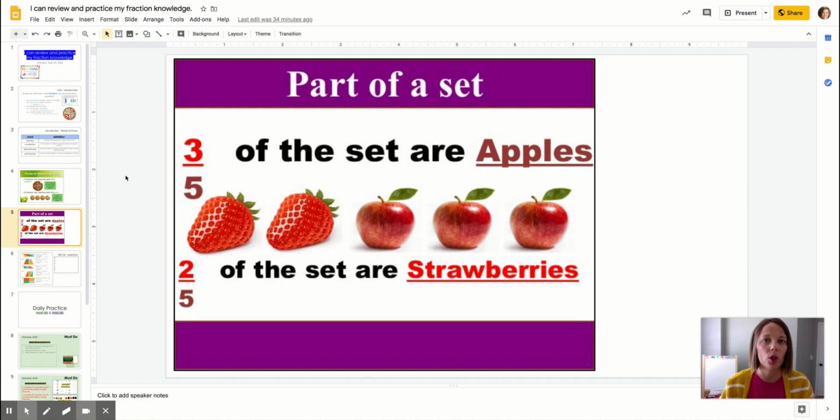If I want to know how many parts of the set are strawberries, again, I have 5 pieces of fruit, which is my whole set. That becomes my denominator. And 2 of those pieces of fruit are strawberries. So 2 is my numerator. And I would say 2/5 of the set are strawberries.